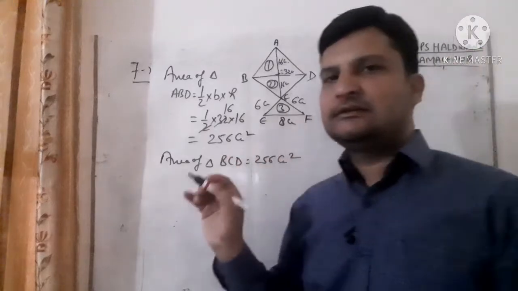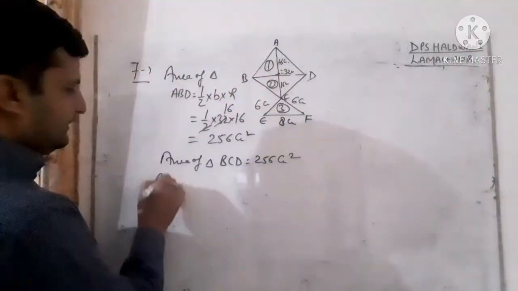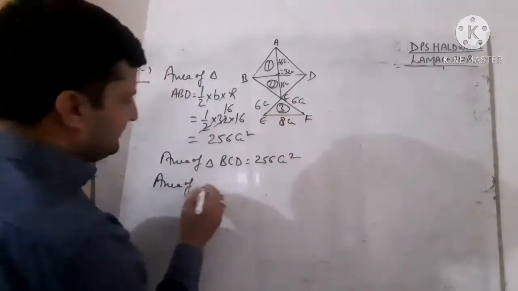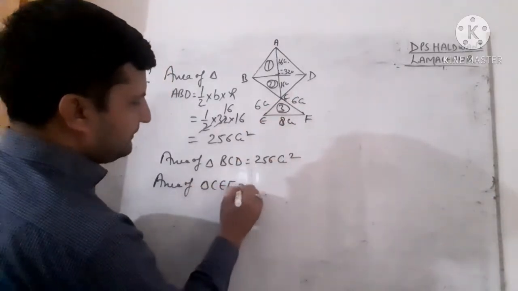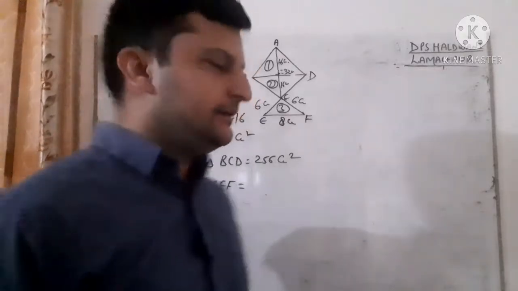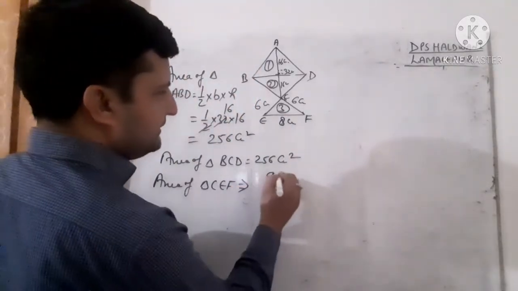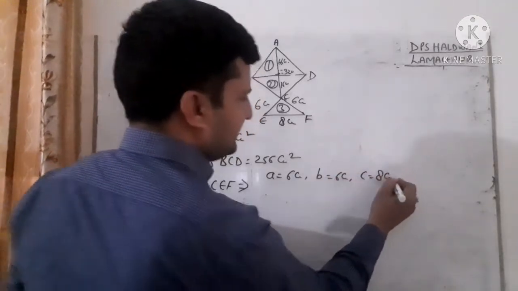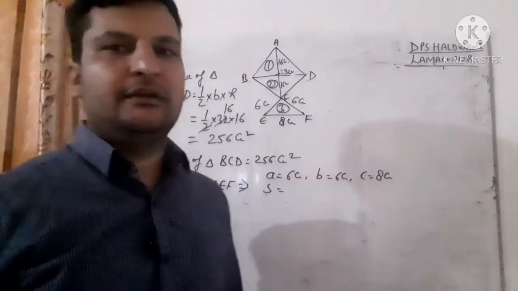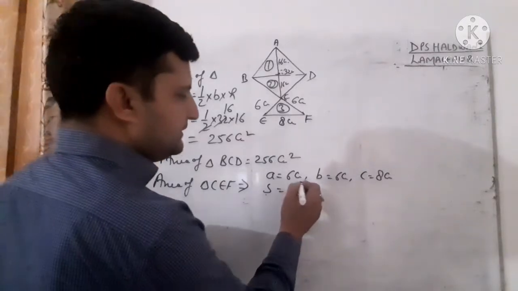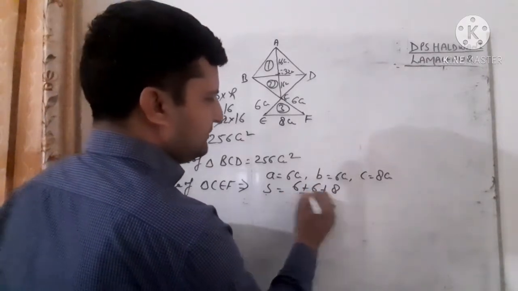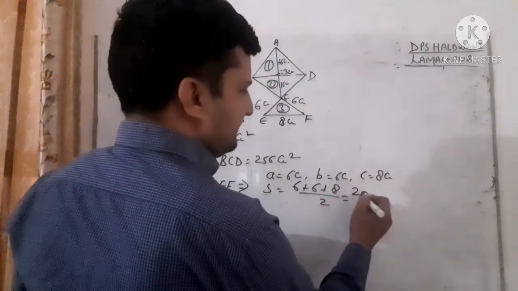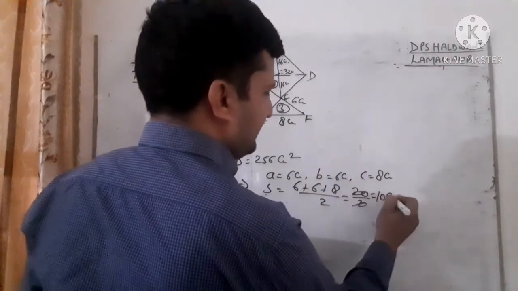So these three sides are given here. So we can write area of triangle CEF. How can we find it? First, we have to write all the things here. A is equal to 6 centimeter, B is equal to 6 centimeter, and C is equal to 8 centimeter. So first, students, again we have to use Heron's formula. S is equal to A plus B plus C by 2. 6 plus 6 is 12, 12 and 8 is 20, 20 by 2, that is coming 10 centimeter.